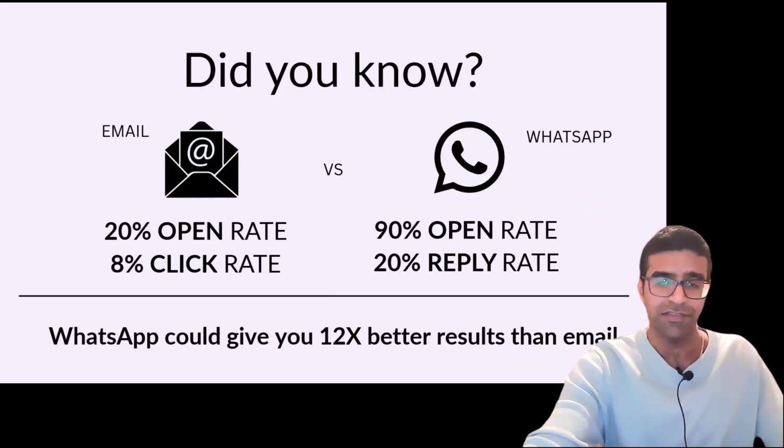So overall, WhatsApp could give you about 12 times better results than email. So when I was talking before about you emailing 100 people and maybe 2 people engage, well, actually in WhatsApp, you might get 25 people or so engaging. So just having the right channel makes all the difference. But it's not just about the channel, like I mentioned, it's about saying what I believe is the right thing.